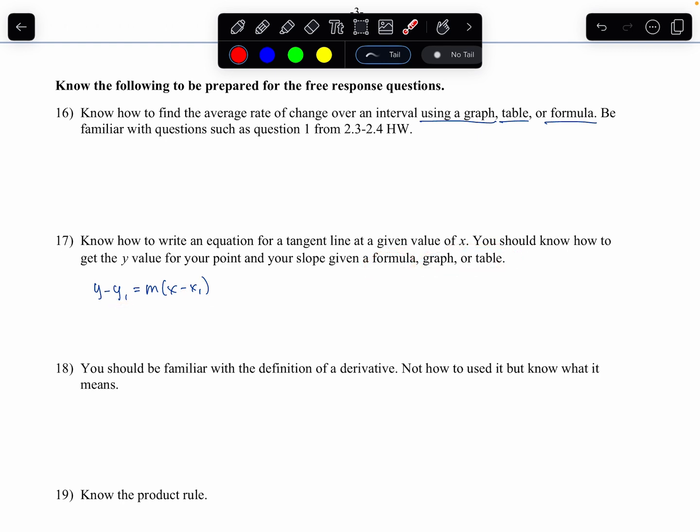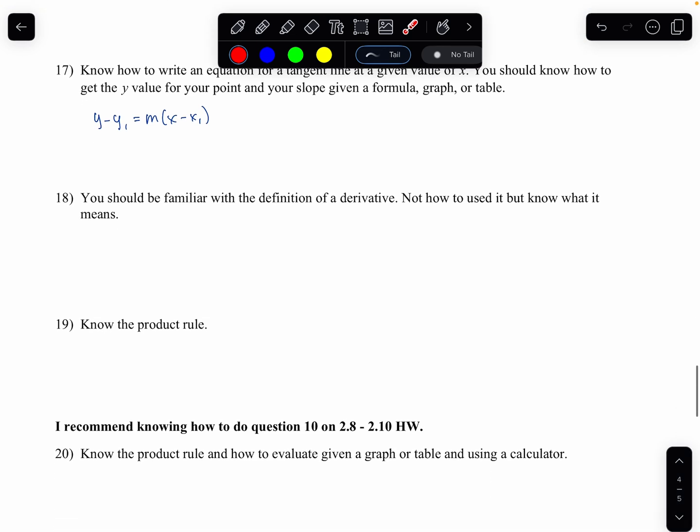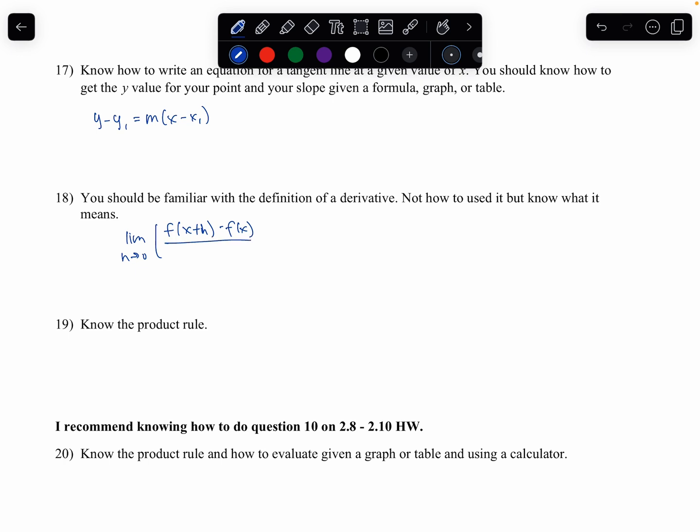But okay, for 18, you should be familiar with the definition of a derivative. Whenever I say that, we have two definitions of a derivative. The limit as h approaches 0 of f of x plus h minus f of x over h. Now this right here is equivalent to d dx of f of x.